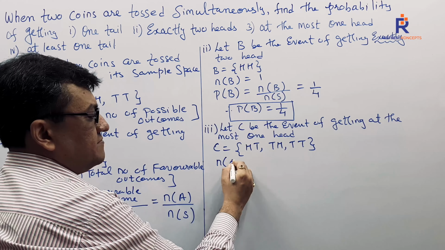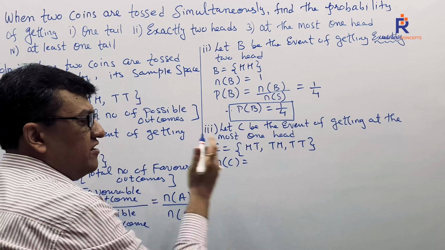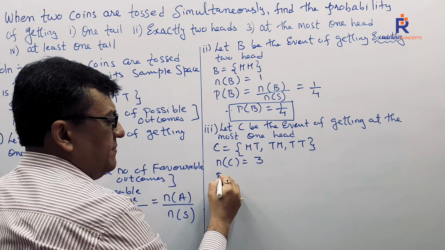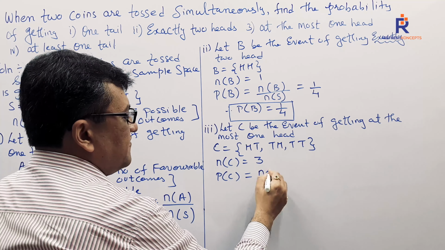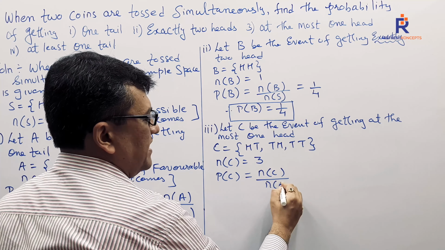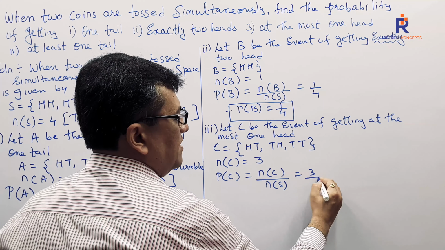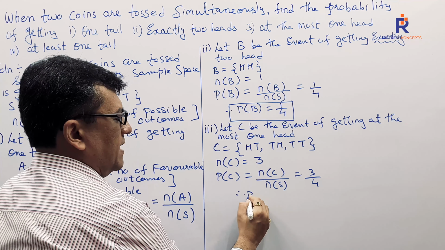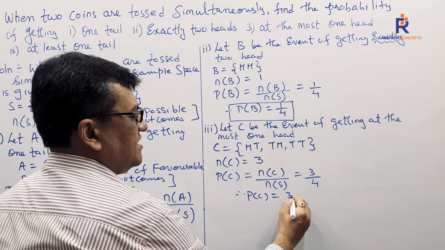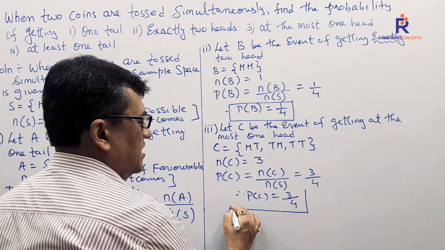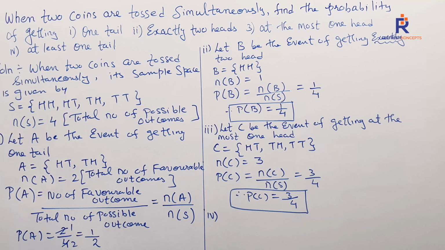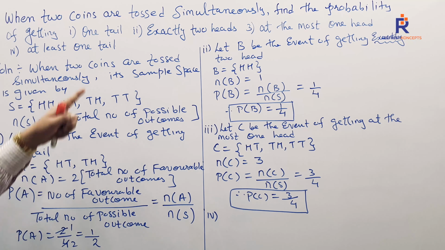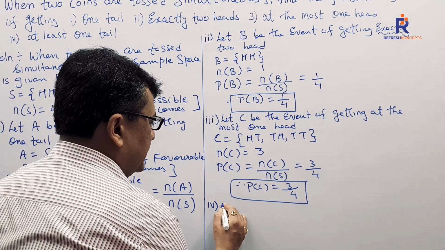So what is n of C? n of C is 3. Probability of the event is n of C upon n of S, 3 by 4. Therefore, the probability of event C is 3 by 4. Last one, what is the last one trying to say? At least one tail.